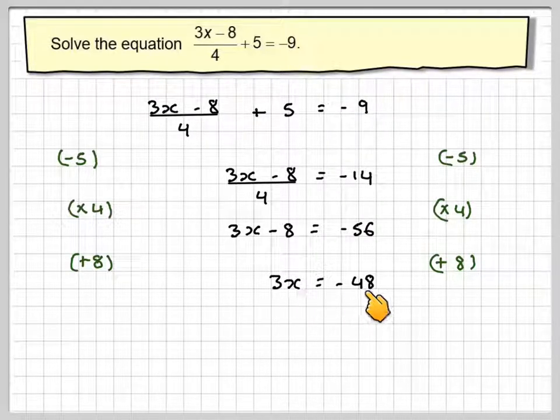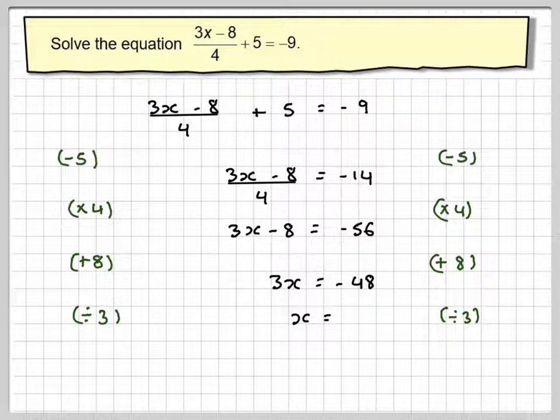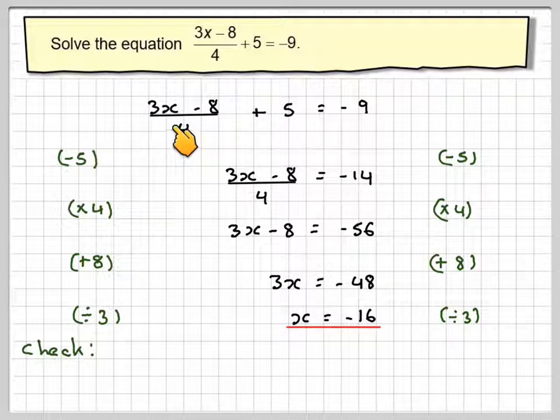Finally, dividing both sides by 3, you're going to get that x is equal to -16. -48 divided by 3 is -16. Just do a quick check. So check back and put x = -16 in the original equation.